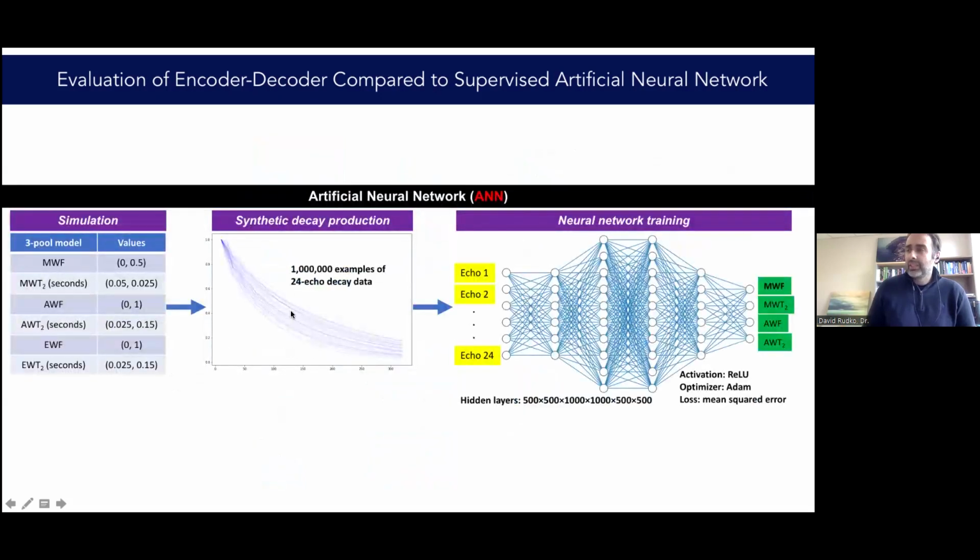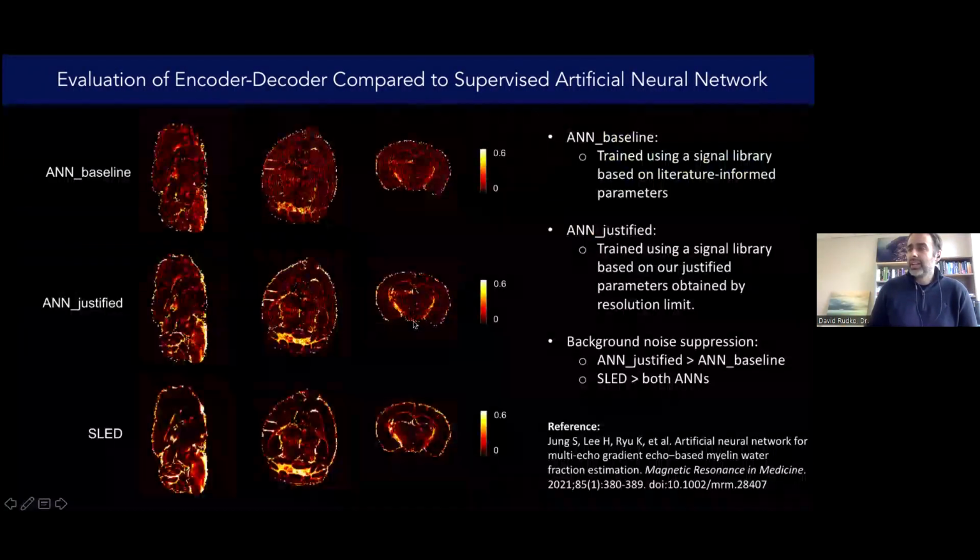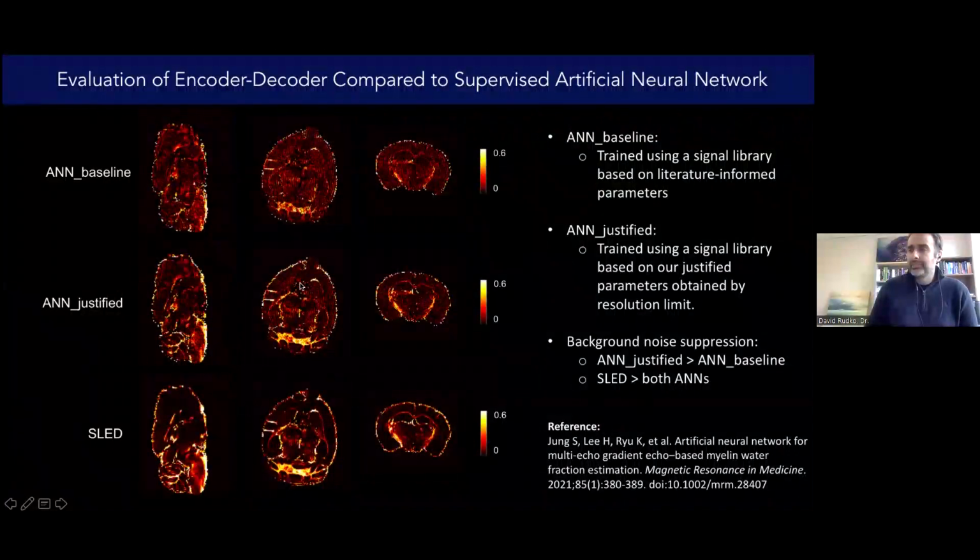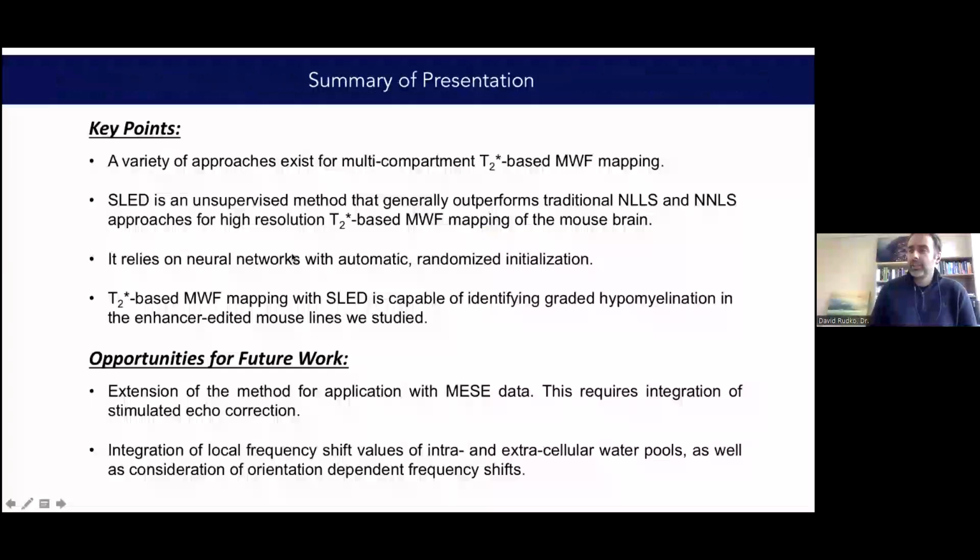But we implemented, I showed this figure previously, we implemented the artificial neural network approach just to compare a pre-trained synthetic decay model to our SLED data. And what we found is that even if you justify the artificial neural network, that is, you pre-select your synthetic decay data based on the information theory resolution limits that Kevin came up with using same echoes, SLED generally outperformed both ANNs, the baseline and the justified.